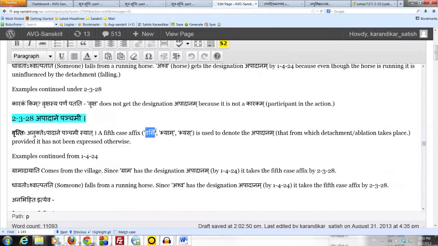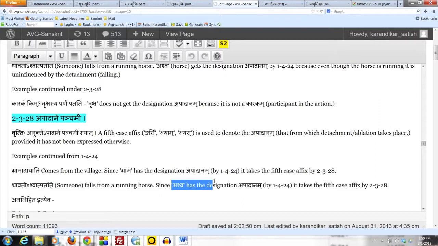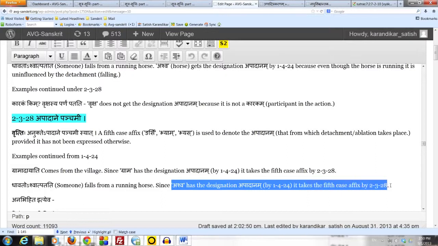Similarly, Dhavato Shvat Patati. Someone falls from a running horse. We already discussed how Ashva, the horse, gets the designation Apadanam, because even though the horse is running, it is uninfluenced by the detachment, the falling. It is only the starting point, the limiting point from which detachment takes place. So Ashwa has a designation Apadanam by 1.4.24, and by this Sutram 2.3.28, he takes the fifth case affix to get the form Ashvat. Now what is the importance of this condition Anabhite, the Adhikara which runs from 2.3.1 throughout this quarter of the Ashtadhyayi?